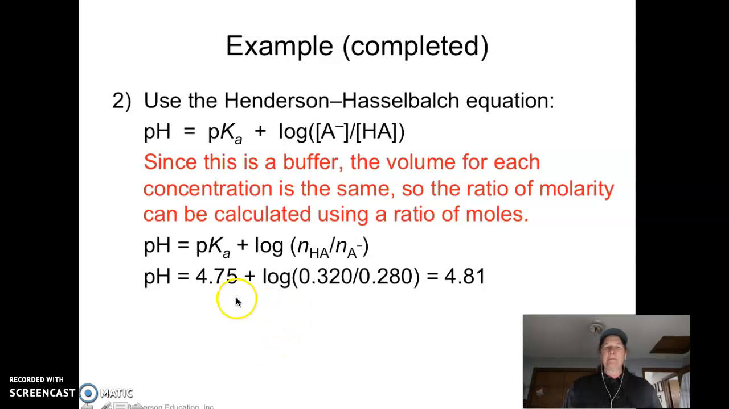And now the pH, even though I'm going to add this base, because I have that buffer in there, instead of changing drastically, it's going to go from 4.75 to 4.81. That's not a huge difference. If you're using those little pH papers, it wouldn't show any difference. The only way you get these differences is with a pH probe.